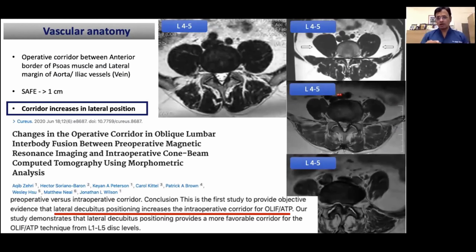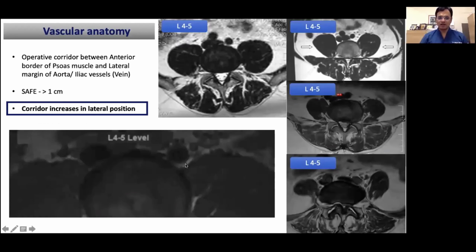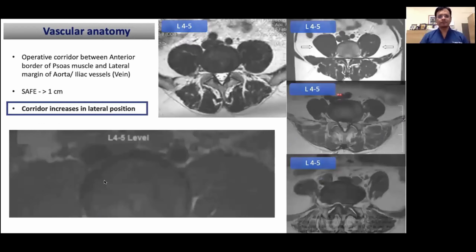But we know, and it has been shown in several studies as well, that in the lateral decubitus position, when we stretch the psoas muscle, the vessels tend to move away from the anterior border. The psoas becomes more taut, and hence the window between these two structures actually increases, and that is favorable. So if you find a case where the window is very, very narrow, even these cases, not initially, but over a period of time, can be considered for an OLIF approach or an anterior to psoas approach in certain cases, because we expect this window to increase when we put the patient in a lateral decubitus position.